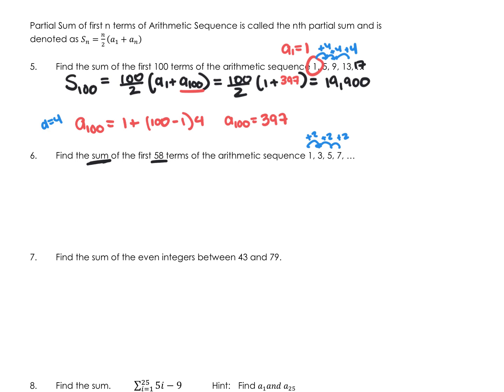Okay? We're finding the sum, so which one of these formulas should I start with? The bottom one, right? S stands for sum. So I want to find the sum of the first 58 terms. So I'm going to put a 58 in there. I do not want to write out all 58 terms and add them up. I want to use the formula. So we're going to plug 58 in for n, in all the n's, since we plugged a 58 here for n.